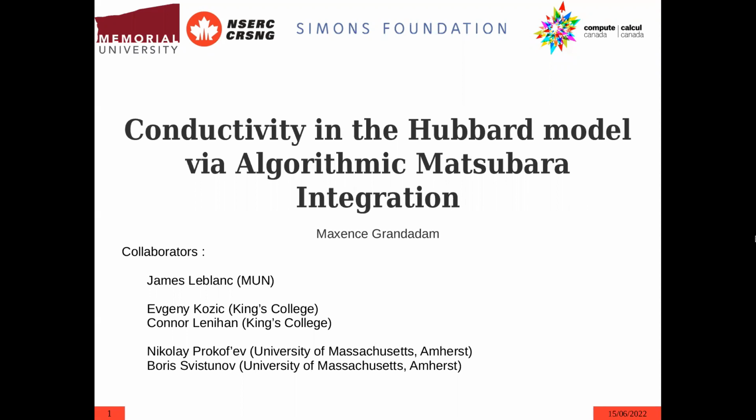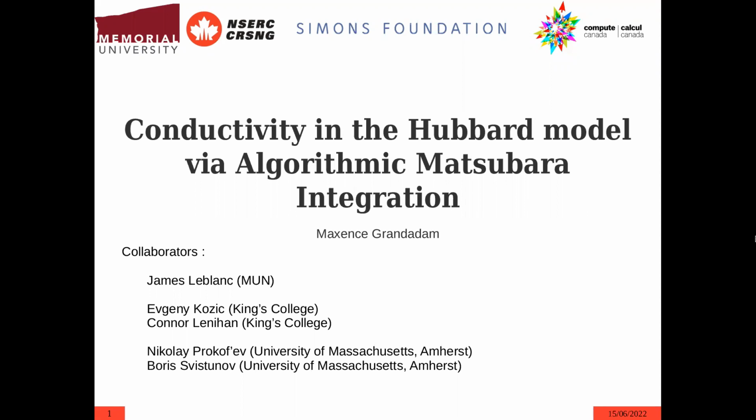Thank you to the organizers for allowing me to talk here today. I will present an ongoing project which I started recently with James LeBlanc at Memorial University, in which we use a numerical technique, algorithmic Matsubara integration, to study the optical conductivity in the Hubbard model. I also want to mention the contribution of some people at King's College London and the University of Massachusetts that helped develop all the machinery behind the results I will show you today.